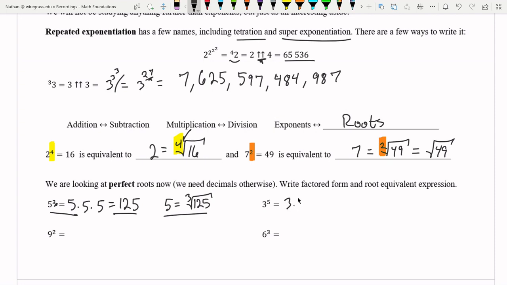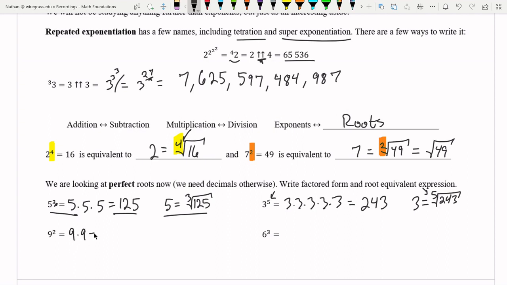3 to the 5th power is 3 times 3 times 3 times 3 times 3. Let me do it on a calculator. I'm actually not quite sure. 243. So that's the same thing as saying 3 equals the 5th root of 243. Once again, we're always using the same power on the root as the power on the number.